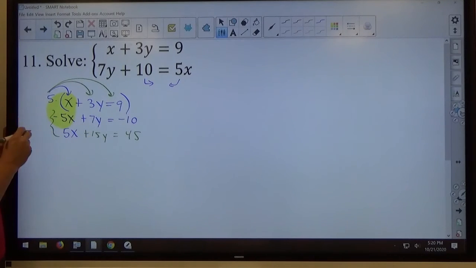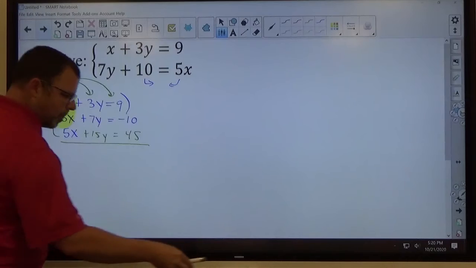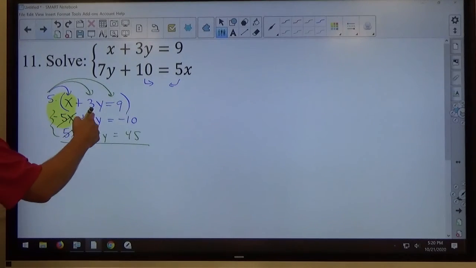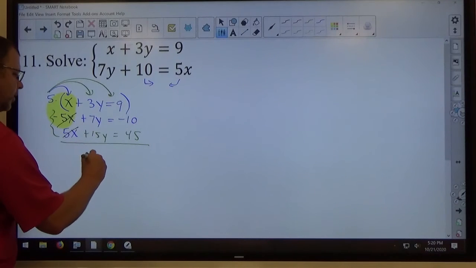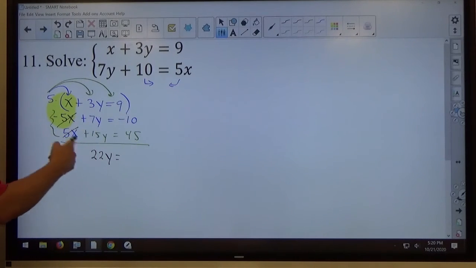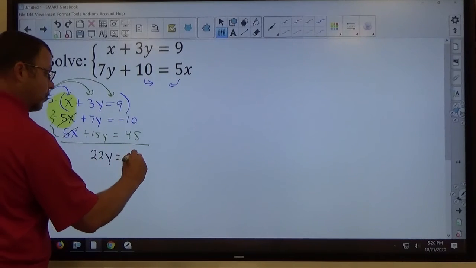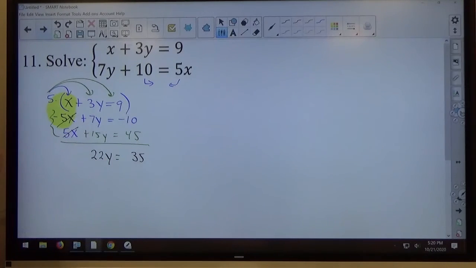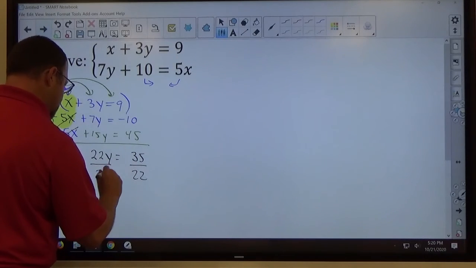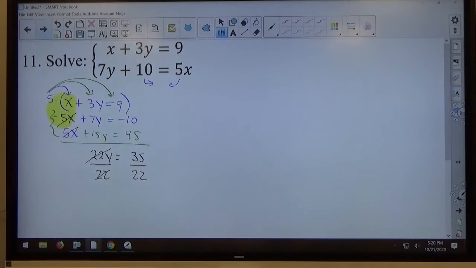This is now my system of equations. I'm going to add together. Negative and positive 5x cancel. 7y plus 15y makes 22y. Same sign, add, 15 is bigger, positive. These are different signs, subtract. 45 is bigger, so it's positive. Divide both sides by 22. We get y equaling a fraction, 35/22.